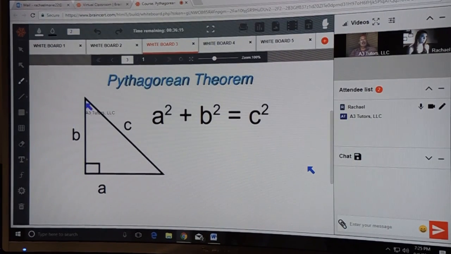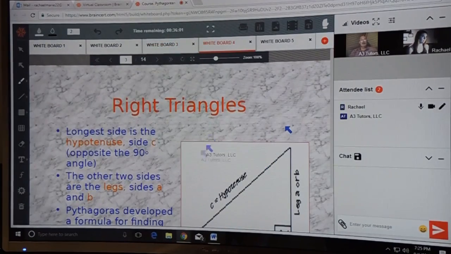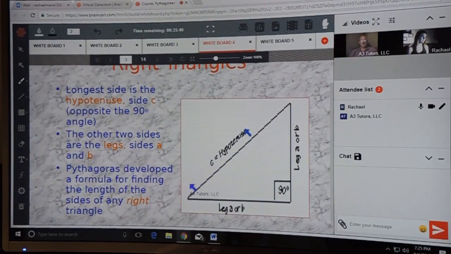Corners of the triangle. The other angles really don't matter. I mean, the shape can vary in size, but at least one of these corners has to be a 90-degree angle. The longest side of the right triangle, and that's what it's called when you have a 90-degree angle, the right triangle. Show me the hypotenuse. This is the hypotenuse, and that's the longest side.